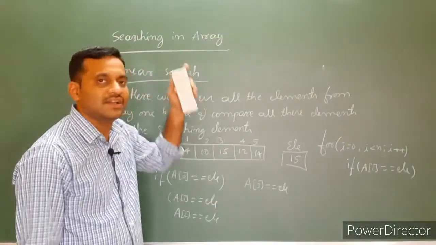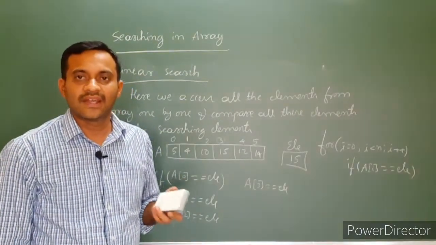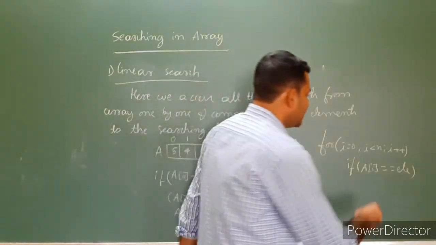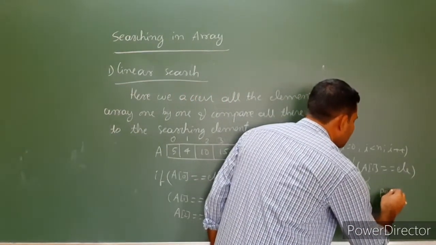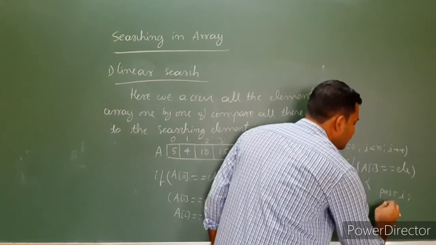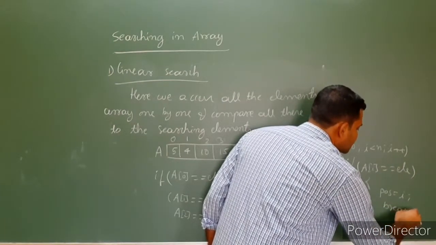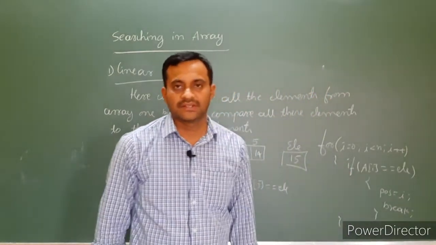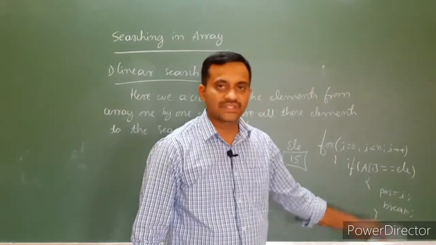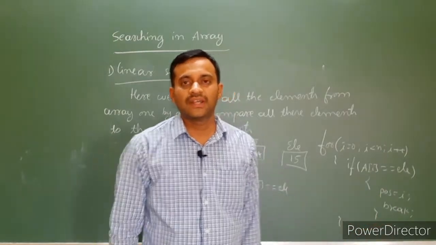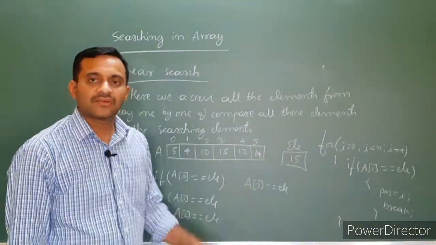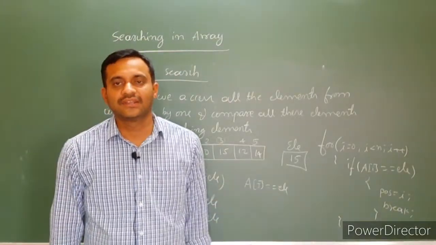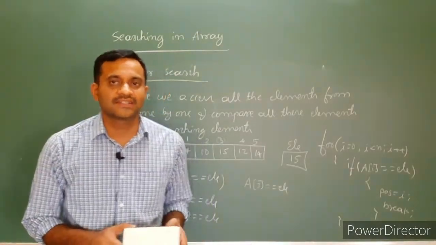The searching operation returns the location of the element. So this is the linear technique. If it is found, then we return the position, that is the I value. At the same time, we stop the for loop using break. Finally we display the position. If the position is found, then the element is found. If the position is not found, then the element is not present in the array. So that is the technique in linear search.